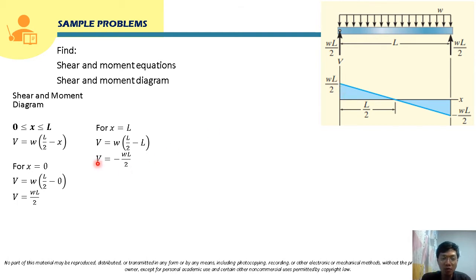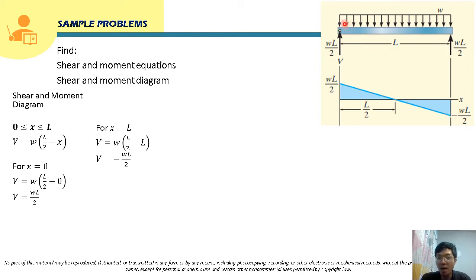And also, class, for the shear force at distance x equal to L, that point is here. At this distance, the shear force is negative WL over 2. Since this is negative, it will be plotted below the x-axis, so it will be plotted here. From the points that we have, we have one point here and one point here, so we are going to connect these points.